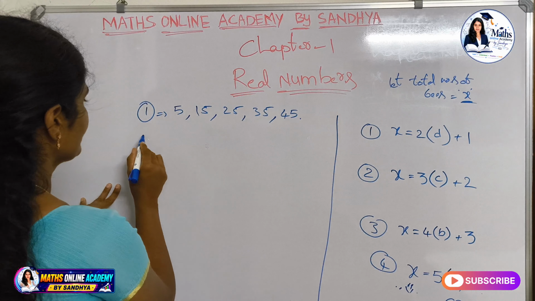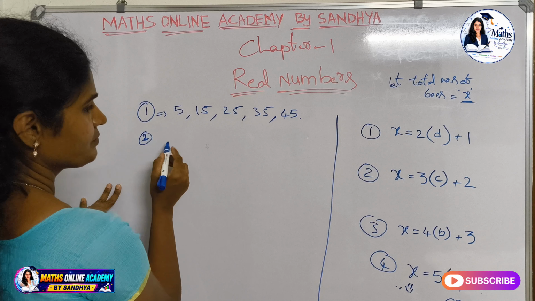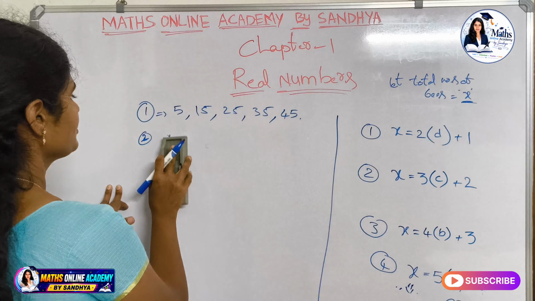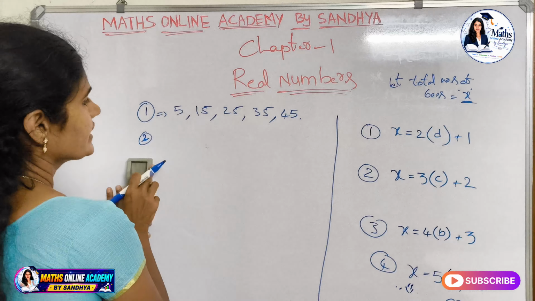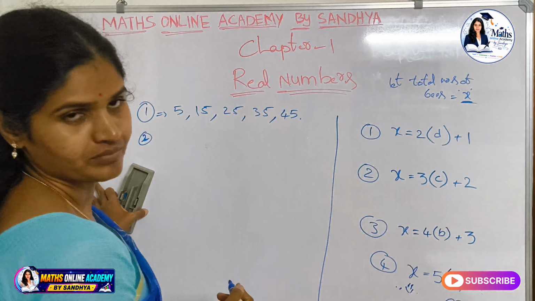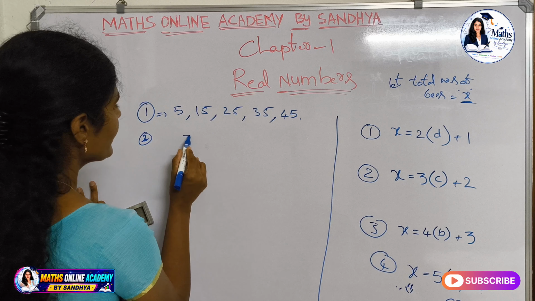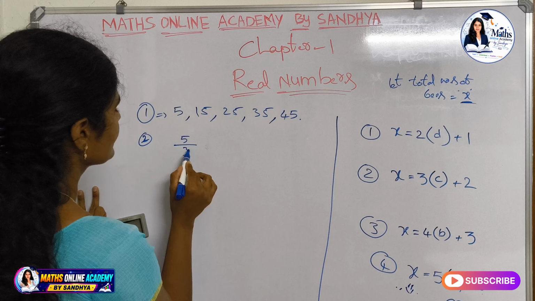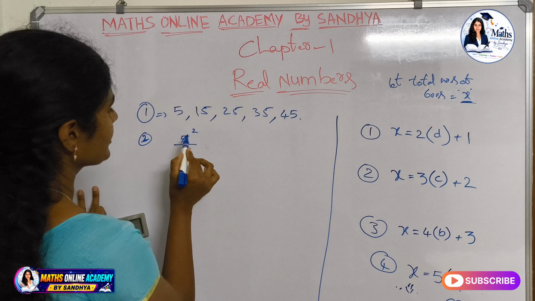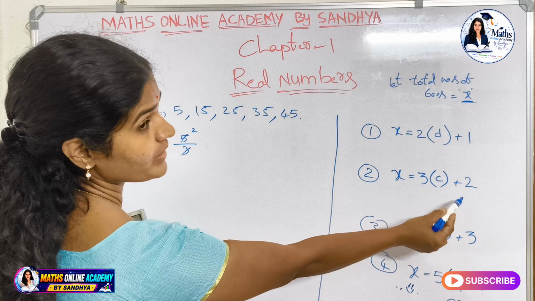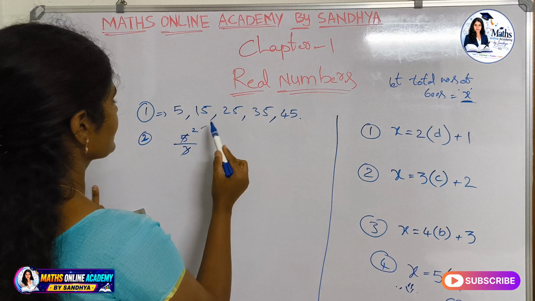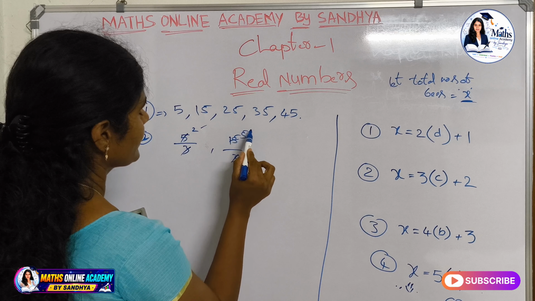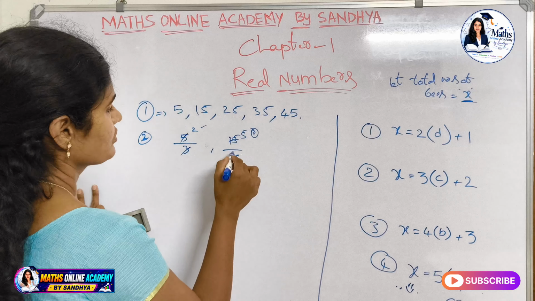And next, from the second condition, X equal to 3C plus 2. So it is divided by 3, and the remainder will come 2. So it's satisfying. 15 by 3 means 3 fives, remainder is 0. So this is wrong.